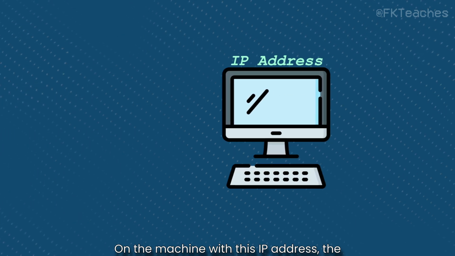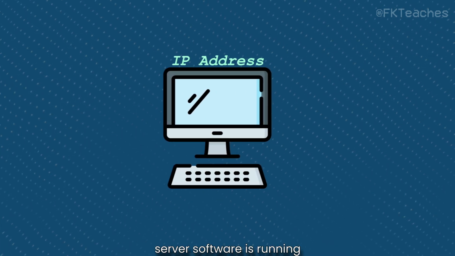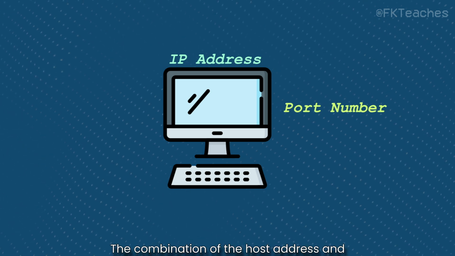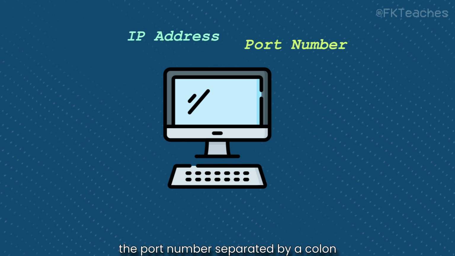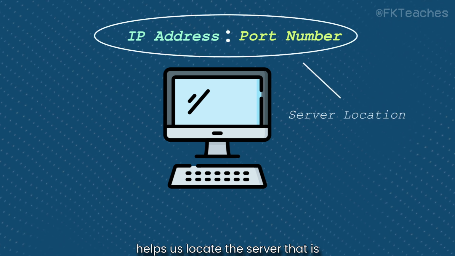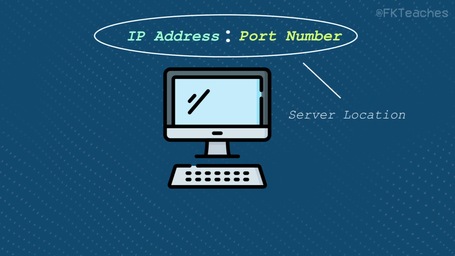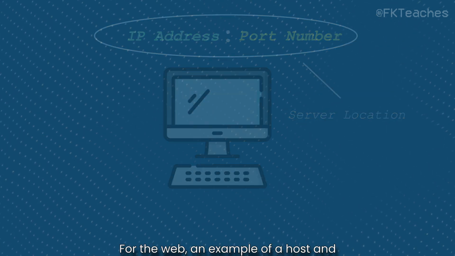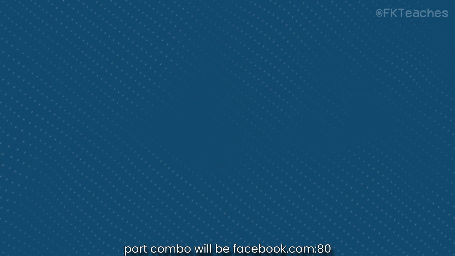On the machine with this IP address, the server software is running at a specific port number. The combination of the host address and the port number, separated by a colon, helps us locate the server that is hosting the resource we want to locate. Makes sense, right?